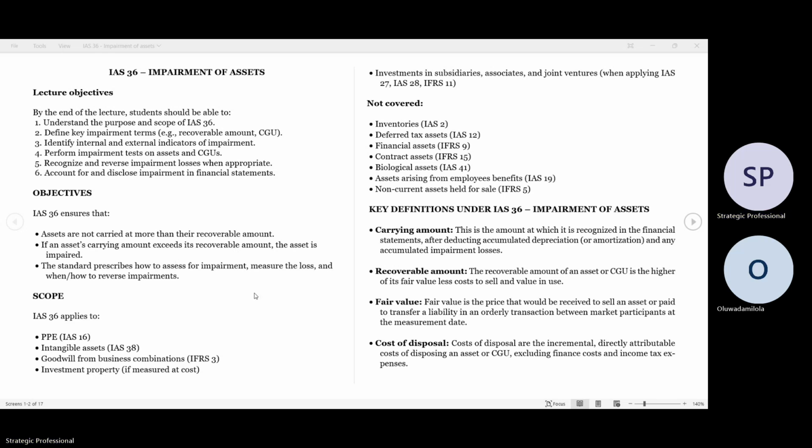Impairment is basically, I would say, just an idea. It's to ensure that the amount is not more than the recoverable value of a tangible asset. Okay. Or maybe intangible as well.